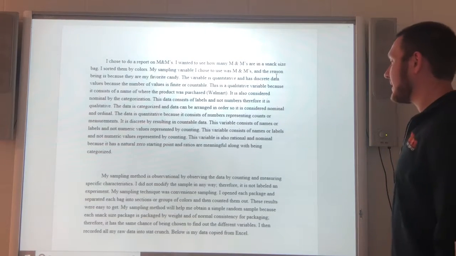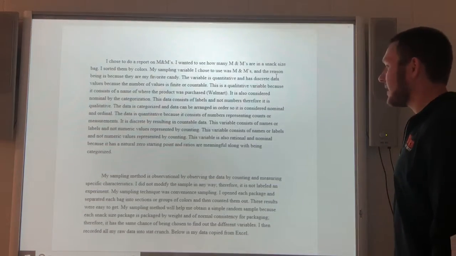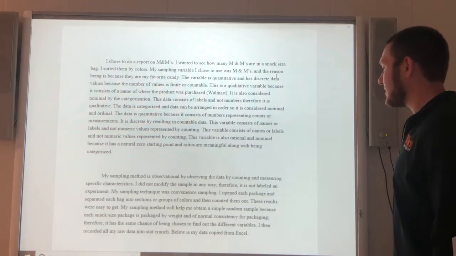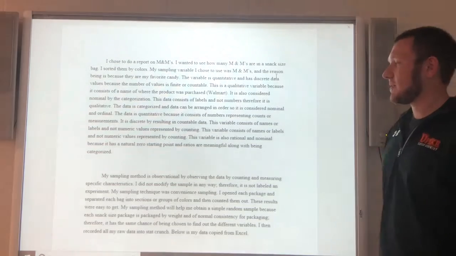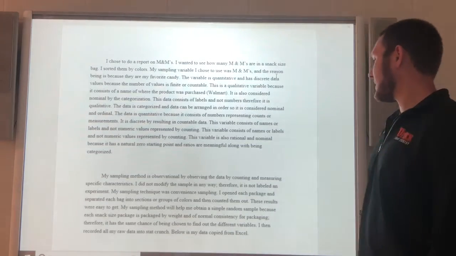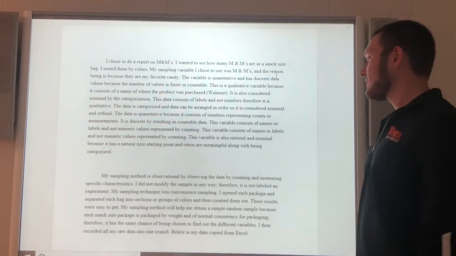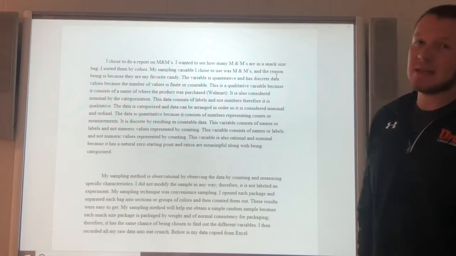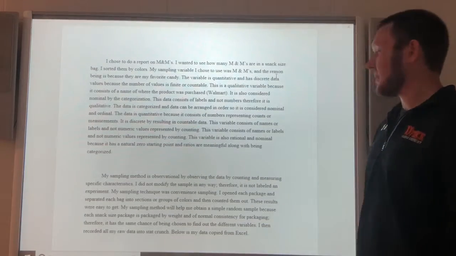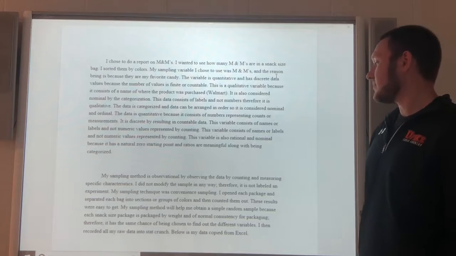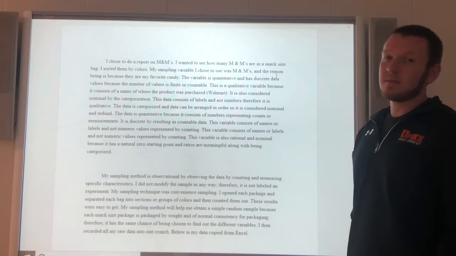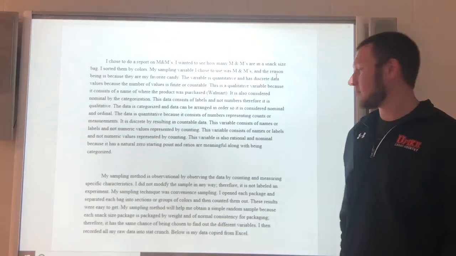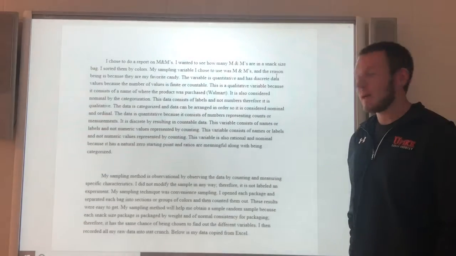I did not modify my samplings or my findings in any way, therefore it's not labeled as an experiment. My sampling technique was convenience sampling. I opened each package and separated them into groups based on colors and then counted them out. The results were easy to get. My sampling method will help me obtain a simple random sample of each snack size bag of M&Ms that is packaged by weight and normal consistency for packaging. Therefore, each has the same chance of being chosen to find out the different variables. I then recorded all my raw data into StatCrunch, which I used Excel for, and I've copied those below.